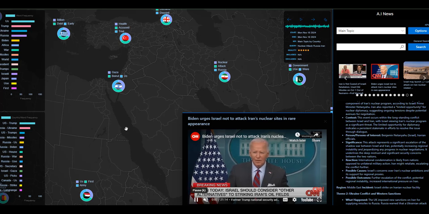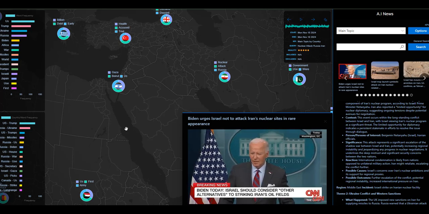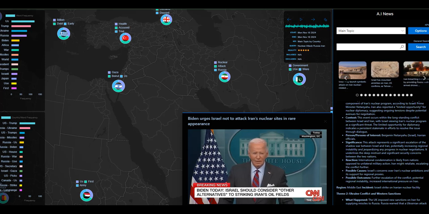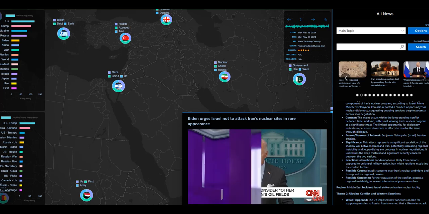Reaction: international condemnation is likely from nations opposed to unilateral military action. Iran might retaliate, escalating the conflict further. Possible causes: Israel's concerns over Iran's nuclear ambitions and its support for regional proxies.